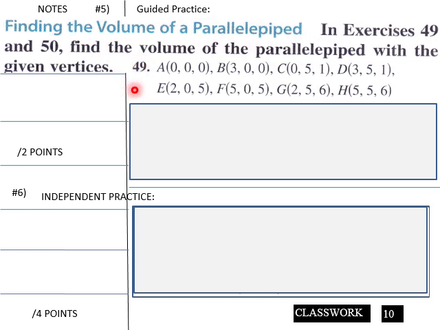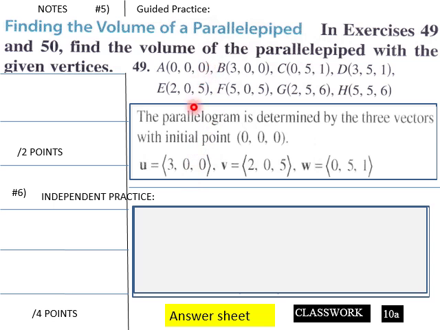So in here, for number 49, find the volume of the parallelepiped with the given vertices. Here's our vertices here. And this is going to continue down into here. I'm going to do the first part of this problem, and then students, I want you to continue that down here. So we have a parallelepiped determined by the three vectors with the initial point of 0, 0, 0. So u here will be 3, 0, 0. V would be 2, 0, 5, and then W would be 0, 5, 1.